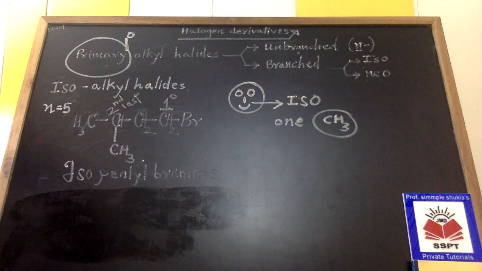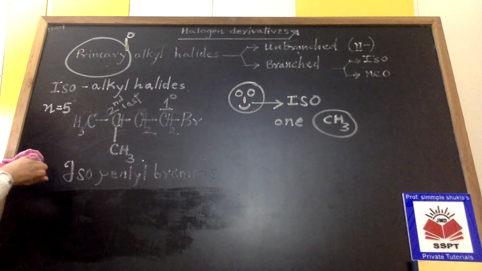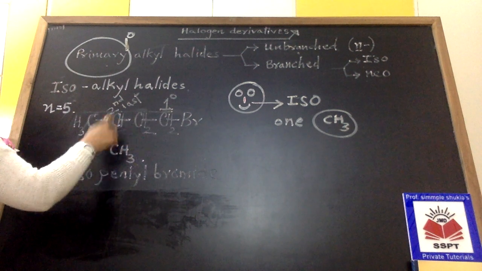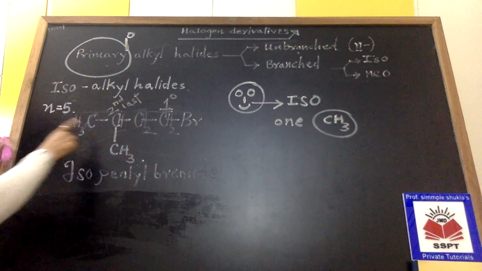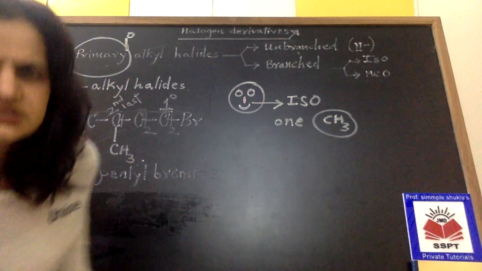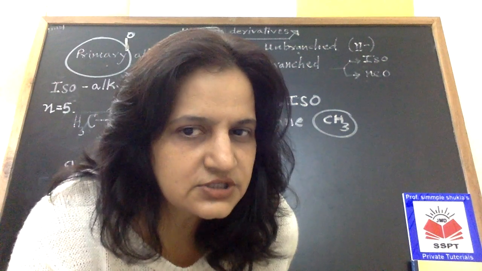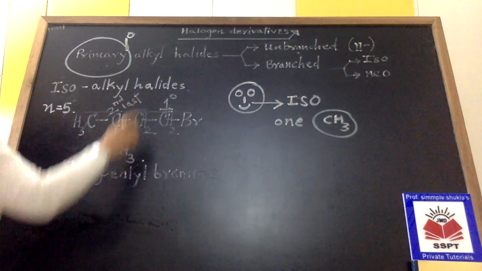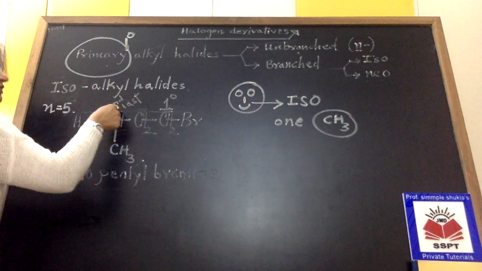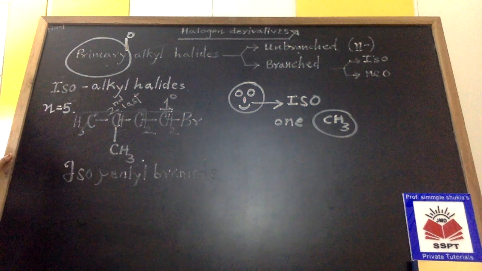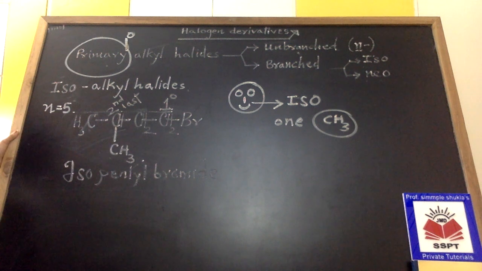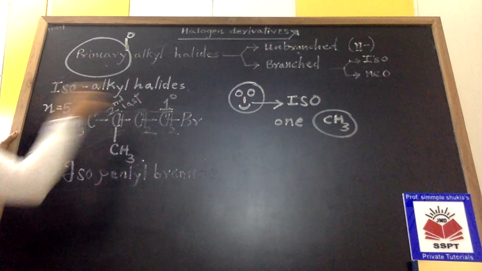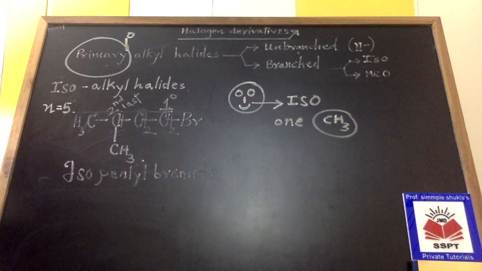Now the IUPAC name. We select the long chain. This is the long chain: 1, 2, 3, 4. Remember, the teacher said to write halo first, the halo and then the branch, then the alkane. So 1 bromo, 3 methyl butane. Repeat the name with me: 1 bromo, 3 methyl butane.